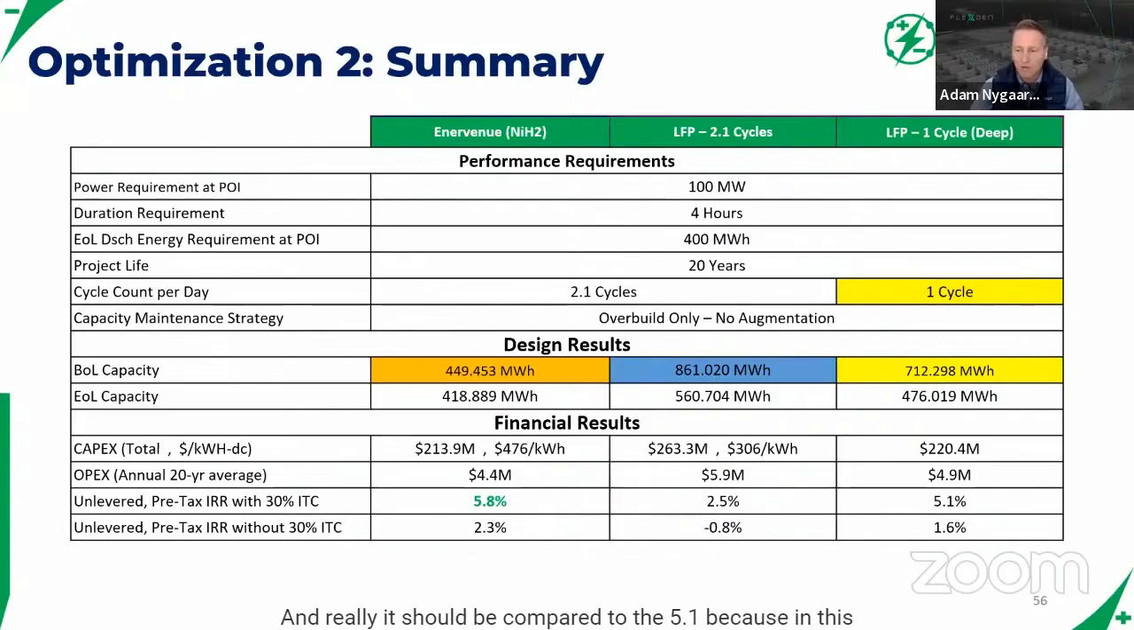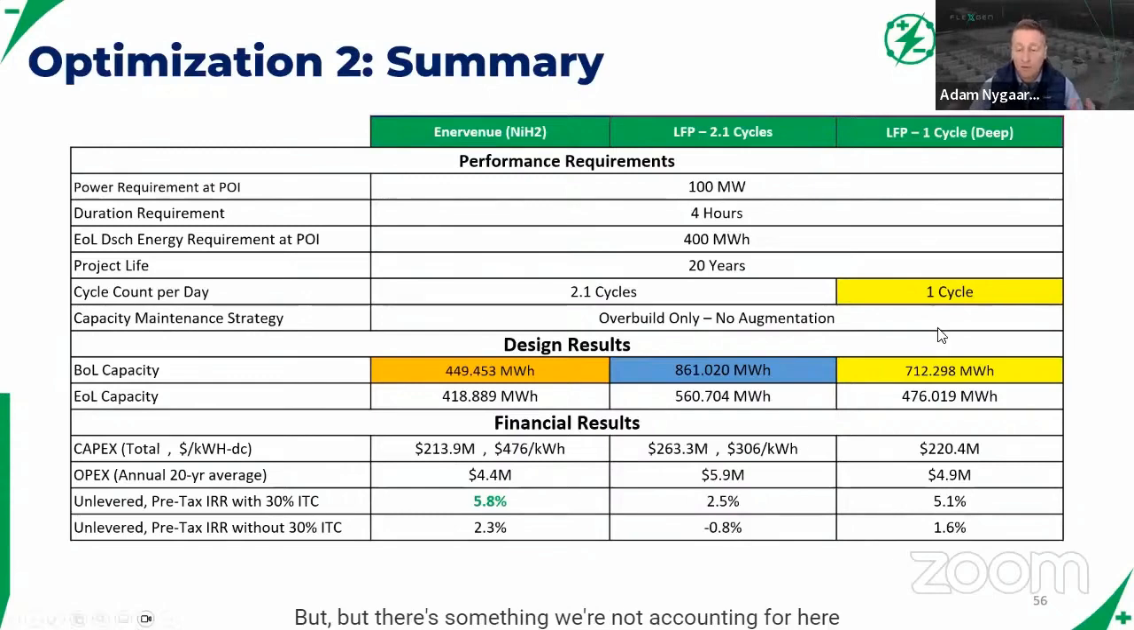And really it should be compared to the 5.1 because in this case, the utility doesn't really need more than one cycle, but that's probably not going to have much of an impact on Enervenue because it degrades so little even doing two cycles per day, right?